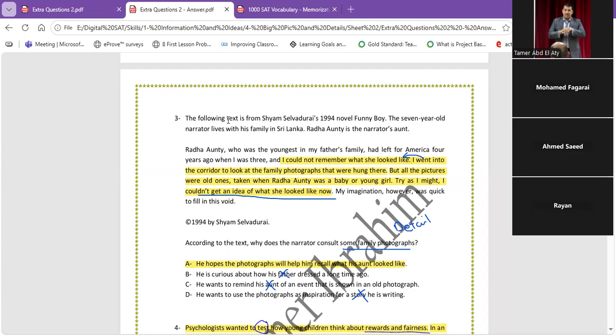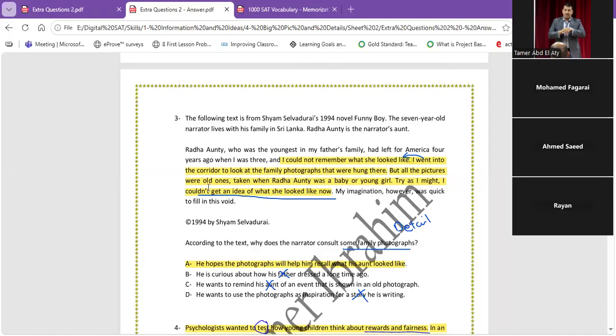Let's find out. The following text is from Shyam Selvadurai's 1994 novel Funny Boy. The 7-year-old narrator lives with his family in Sri Lanka. Radha Auntie is the narrator's aunt. Radha Auntie, who was the youngest in my father's family, had left for America 4 years ago when I was 3. And I could not remember what she looked like. I went into the corridor to look at the family photographs that were hung there. So why did he go there? To just remember his aunt.